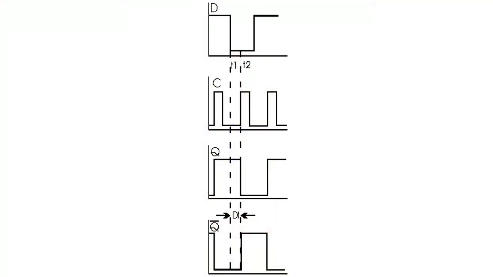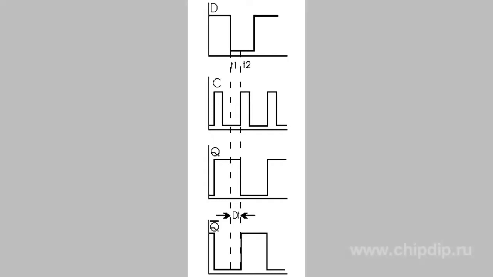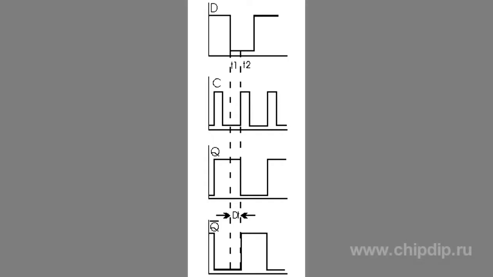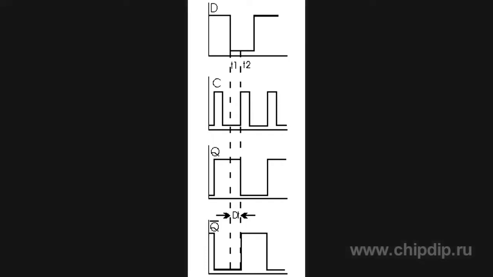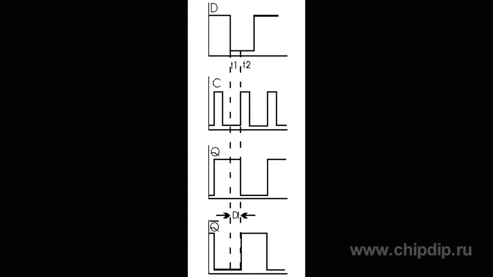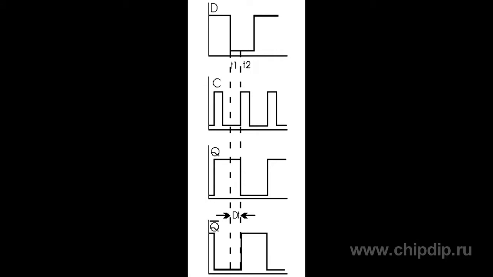Let us have a look at the D-trigger logic. D input is a data input. In the work process, this input is supplied with a logical level, which is to be written into the D-trigger. C input is called a clock input. It is fed with a clock pulse synchronizing the data writing.